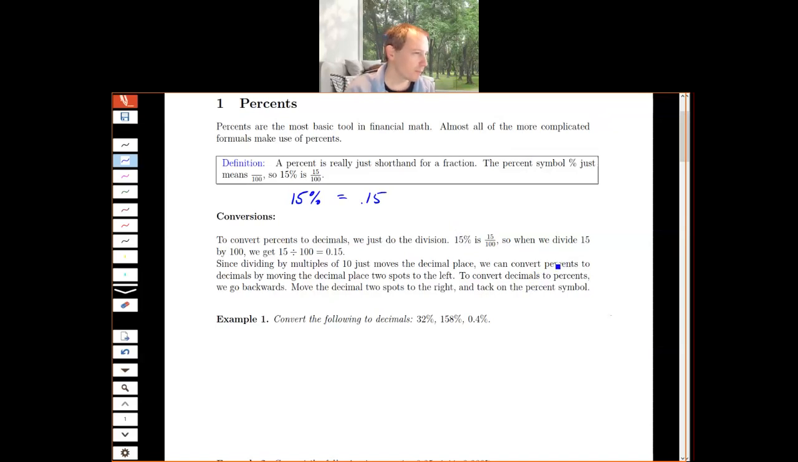So dividing by 100 moves the decimal place left. So if I want to go from a percent to a decimal, we move left. If I want to go from a decimal to a percent, here we move right.